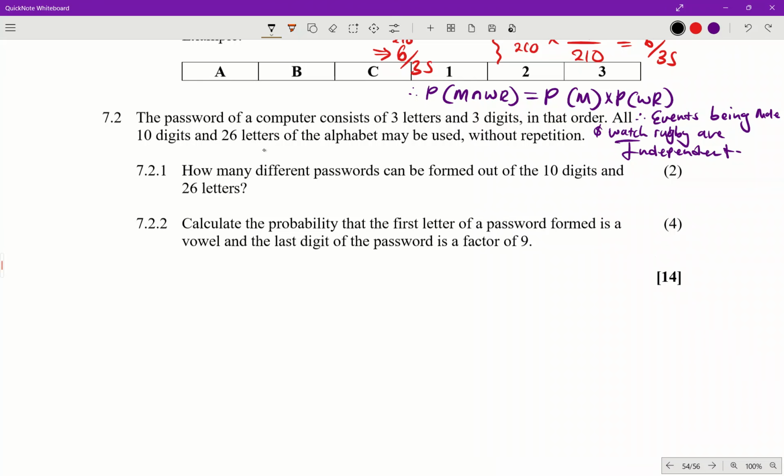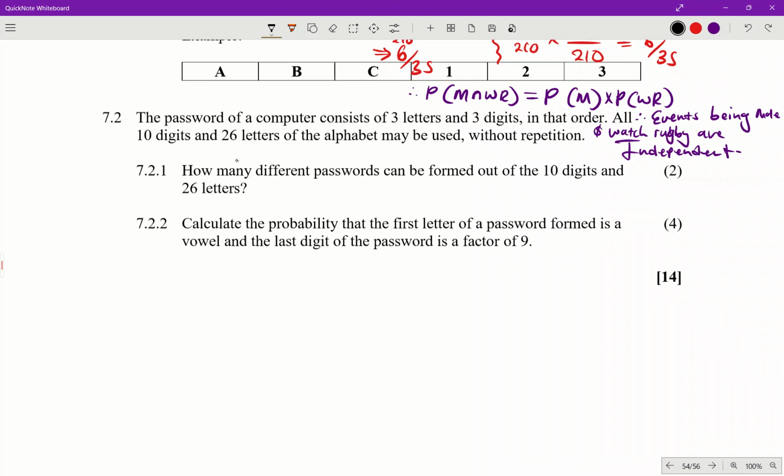When they are talking about cards, you know cards, you have 52. They won't give you that if the question comes like this. So make sure you know that you have 52 cards, you have 26 letters, you have 5 vowels, you have 21 consonants. Know those things, guys. Okay, right, without repetition. How many different passwords can be formed out of 10 digits and 26 letters?